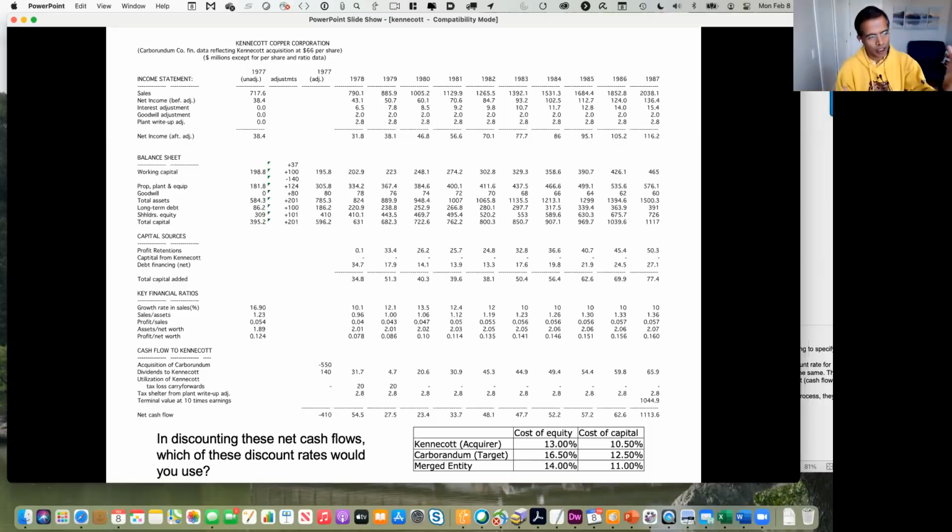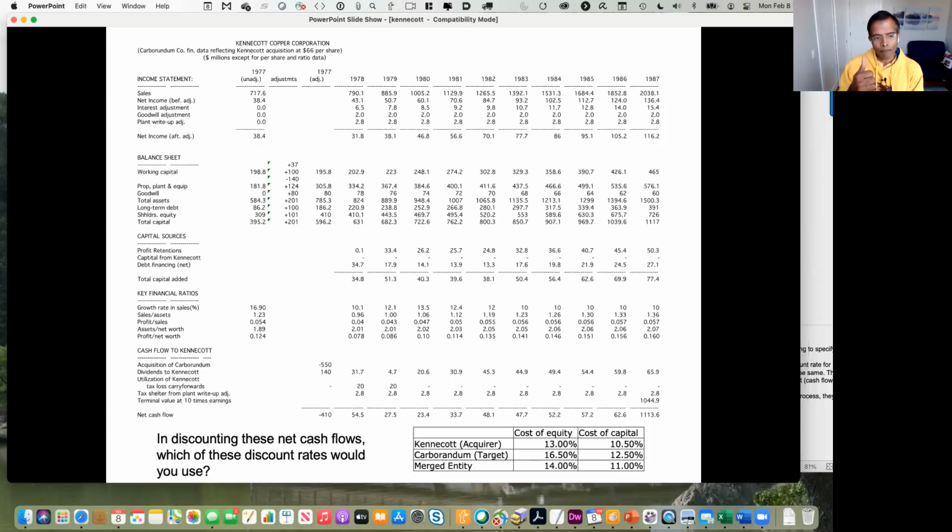You have two companies. There's an acquiring company, Kennecott. There's a target company, which is Carborundum. Each company has a cost of equity and a cost of capital, and the combined company, once you've done the merger, will also have its own cost of equity and capital. So the six possible numbers I'm going to throw at you, and only one of these numbers is the right discount rate given how I've computed cash flows. Let's see if you can nail the discount rate down.